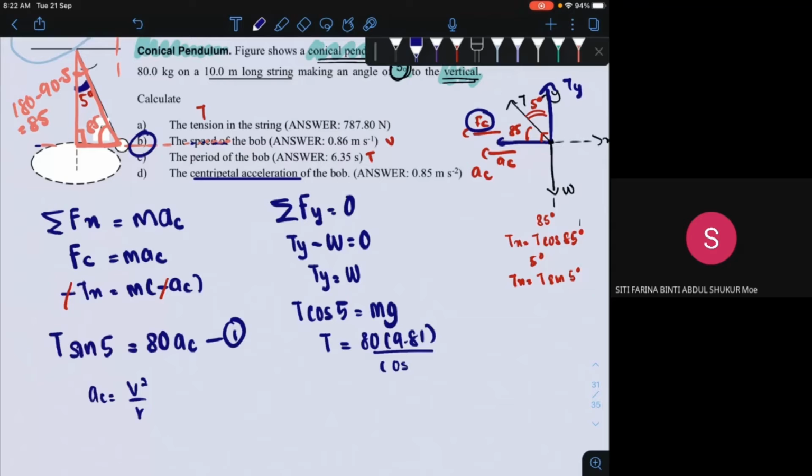Semua benda ni boleh tekan calculator. So kalau awak tekan calculator, 80 darab 9.81 divide with cos 5. Awak akan dapat 787.797. So you have to round off, awak akan dapat 788 Newton. This is your answer.